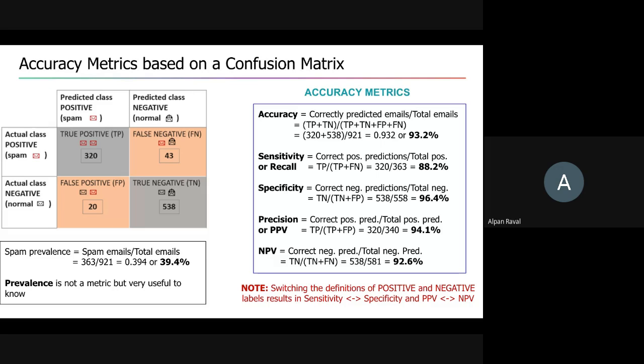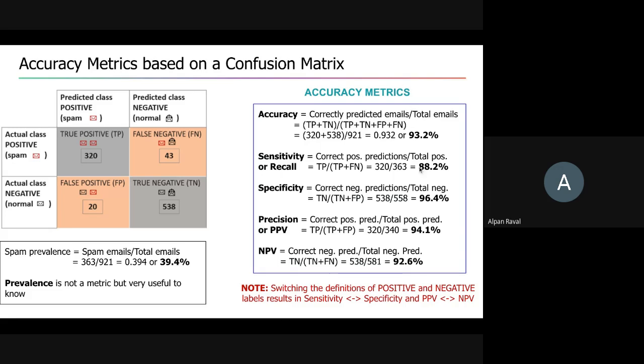If your classifier was perfect, meaning it didn't make any errors at all, so if false negative was 0 and false positive was 0, then all of these metrics would be 100%. But depending on how many are false negatives, how many are false positives, and what the ratio is to the true positives and the true negatives, you will get different numbers for accuracy, sensitivity, specificity, precision, and NPV. And you can see all these numbers are different.